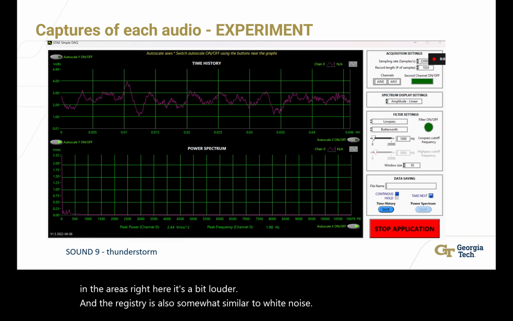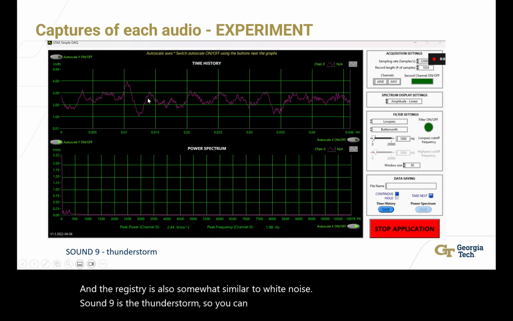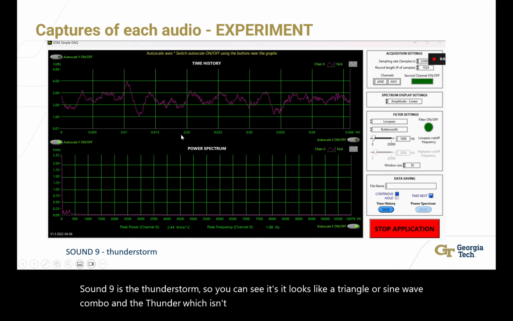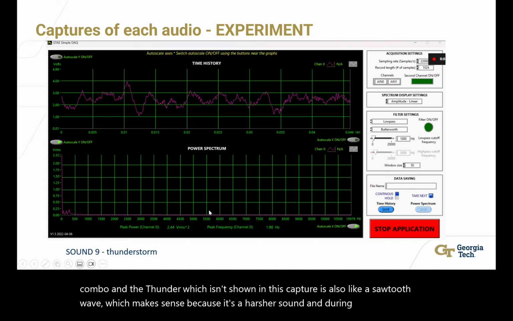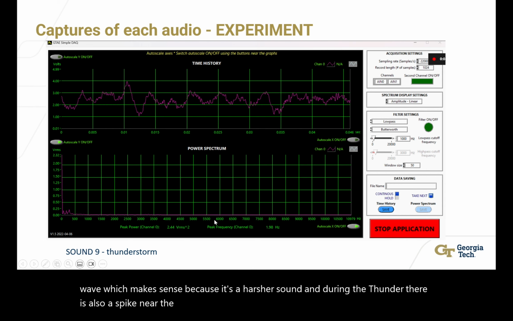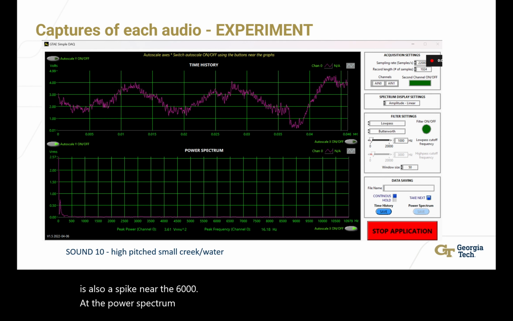Sound 9 is the thunderstorm, so you can see it looks like a triangle or sine wave combo, and the thunder, which isn't shown in this capture, is also like a sawtooth wave, which makes sense because it's a harsher sound. And during the thunder, there is also a spike near the 6,000 at the power spectrum because it is louder. And the last sound is the high-pitched small creak.